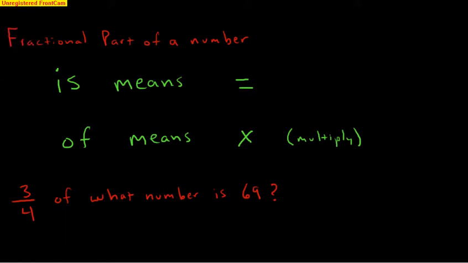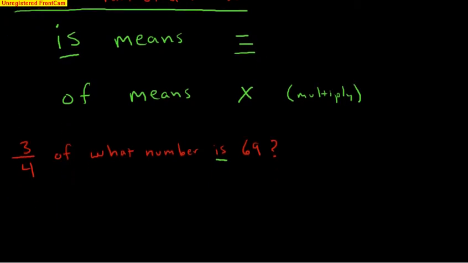The first part of lesson 28 involves fractional parts of a number, and the very first thing we want to talk about is our keywords: is and of. Whenever you see the word is, look down here at our first example, 3/4 of what number is 69. That word is means equal. So right off the bat, whenever you see the word is, as you set up your equation, that's where it's balanced. That means equal. Of means multiply.